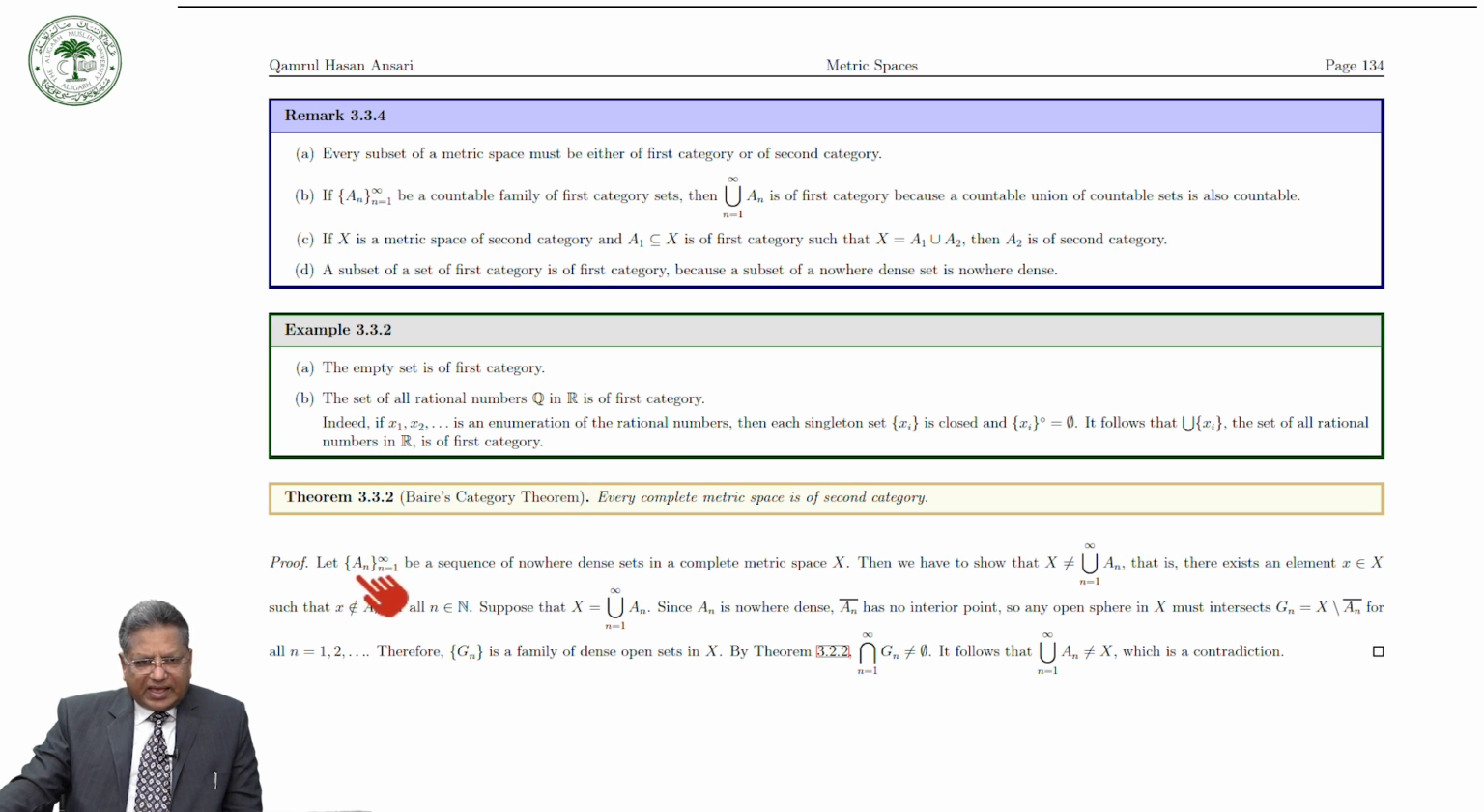Let An be a sequence of nowhere dense sets in a complete metric space X. Then we have to show that X cannot be written as the union of the An, that is, there exists an element x in X such that x is not in An for all n. Suppose that X can be written as a countable union of nowhere dense sets. Since each An is a nowhere dense set, the closure of An has no interior point. So any open sphere in X must intersect Gn, where Gn is equal to the complement of the closure of An.